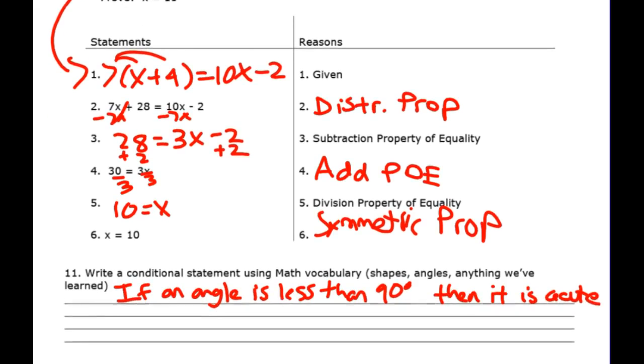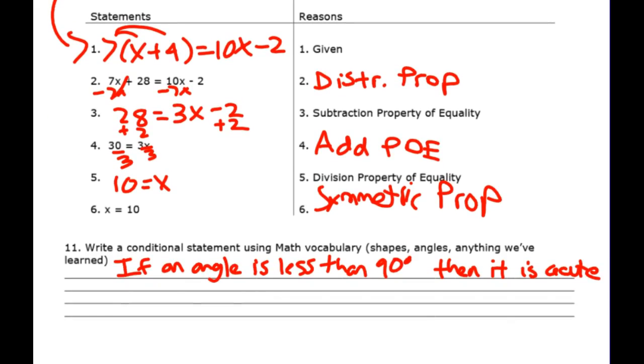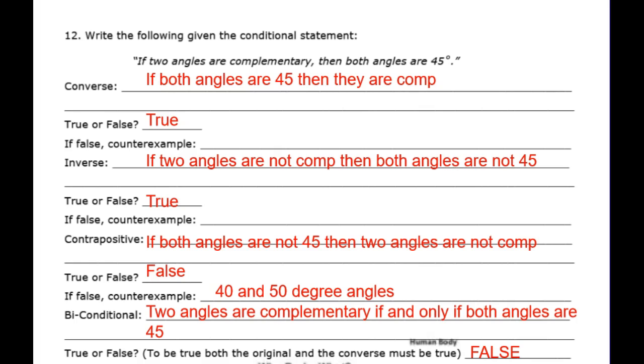At the bottom, you want to write a conditional statement. The one I put was, if an angle is less than 90, then it is acute. On number 12, here they are. On converse, you switch the order. Just because they're 45 doesn't mean they're complementary. Or sorry, if both angles are 45, then yes, they are complementary.